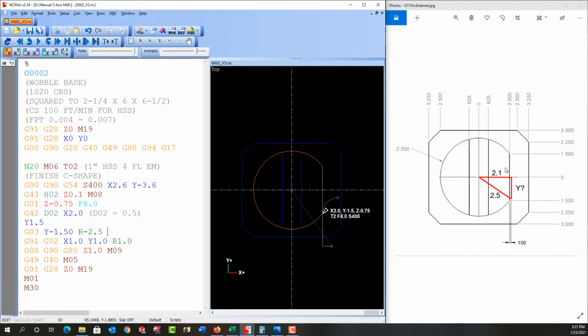Well, we know the distance from here is 2, so if we go another 100 thou in the x, this distance of my triangle is 2.1. The radius doesn't change, it's still 2.5, so now I need to figure out y.